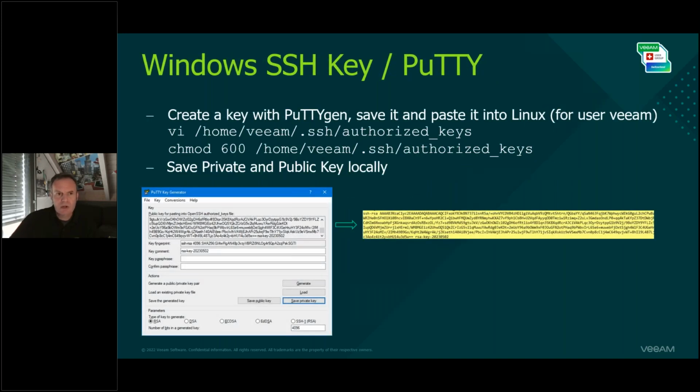Here we have some examples on how to generate private key, public key. There are tools available. One is the PuttyGen. Probably almost everybody knows this one. By the way, we also deliver Putty with Veeam Backup and Replication. It's in one of the folders in the installation folders.